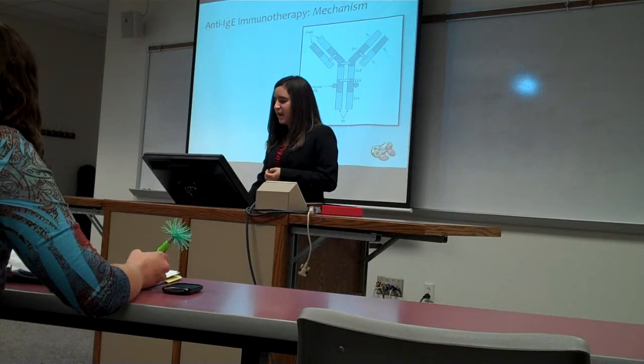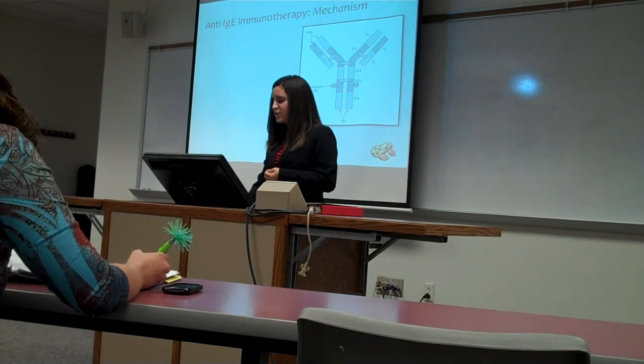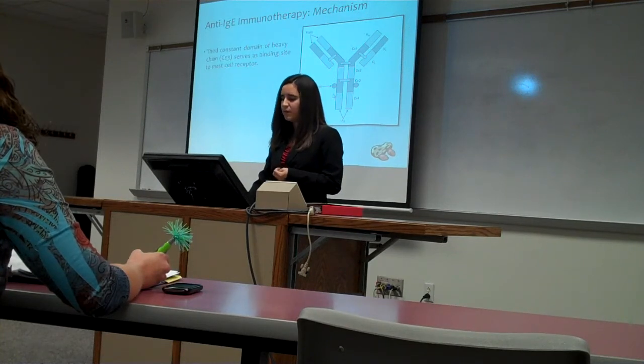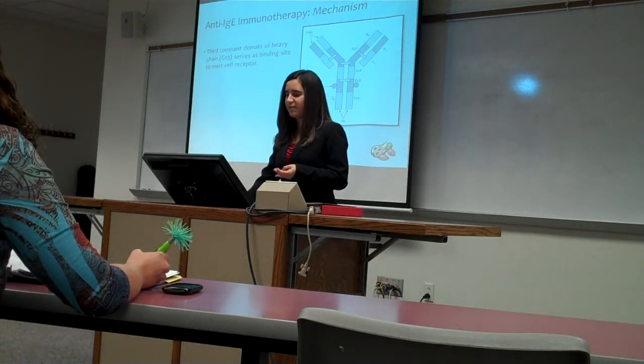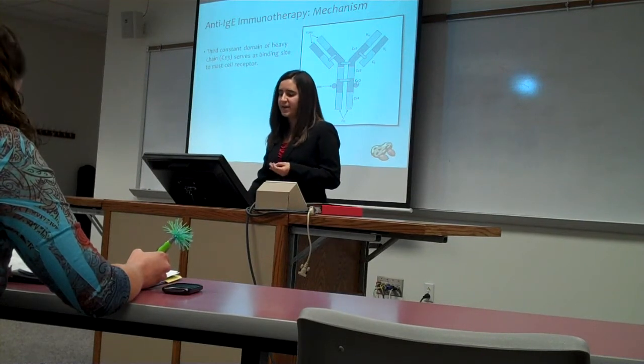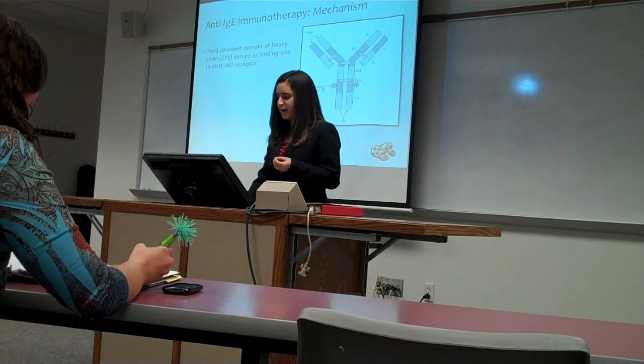Pictured here is an IgE molecule. This is the light chain, this is the light chain, and here we have a heavy chain and a heavy chain. This is a variable region composed of part of the heavy chain and part of the light chain, and this bottom portion is the constant region. The third constant domain of the heavy chain is called the C-epsilon-3 domain, and it serves as the binding site for the mast cell receptor Fc-epsilon-R1.